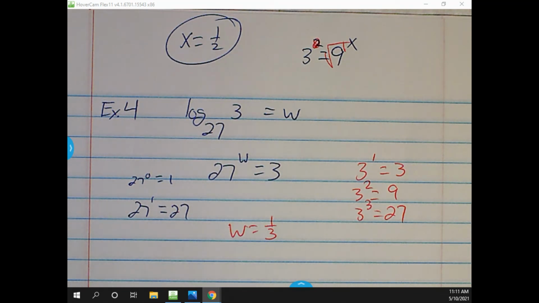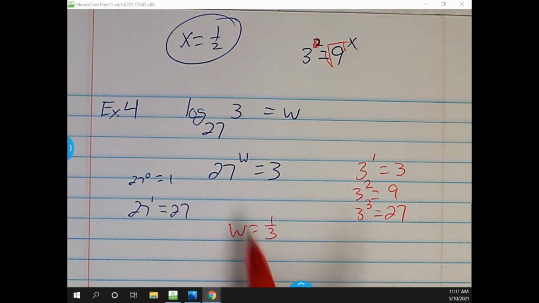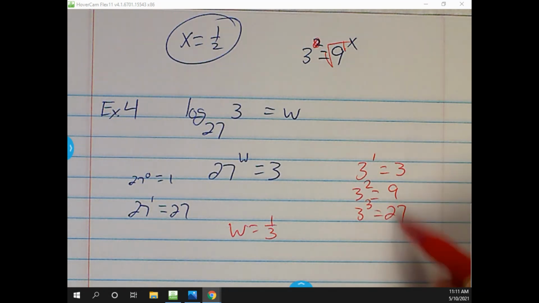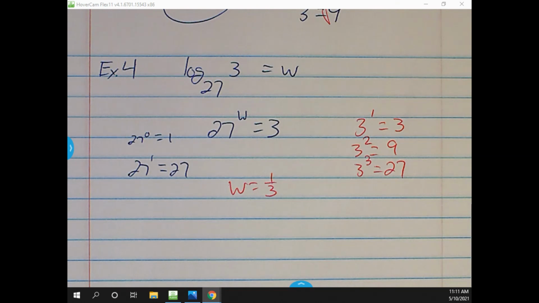So that's how you can kind of work these around. If the base is bigger than this number, you're going to have to do some fraction number to it. And the fraction number is kind of like going backwards. If you did this number to this power, then you can do 1 over that number to kind of get you there. So you have to go a little bit of a backwards way to get there.